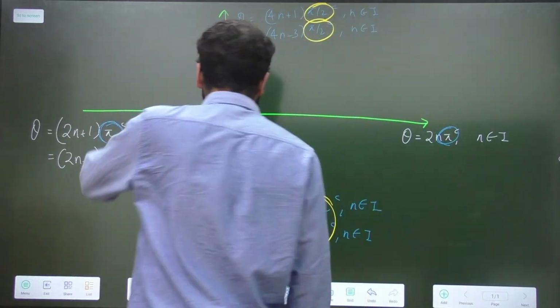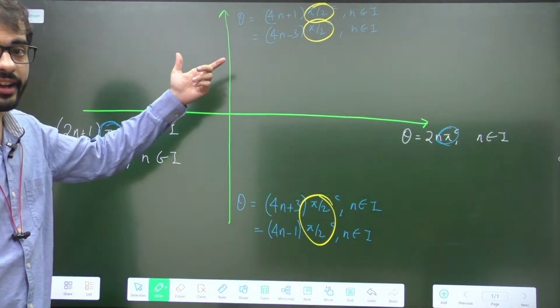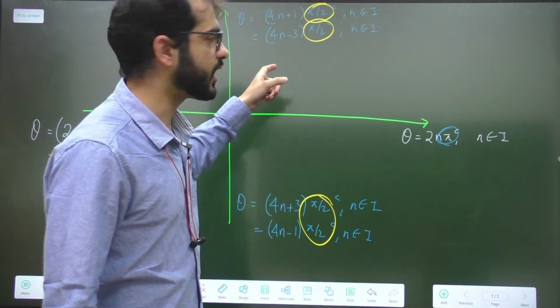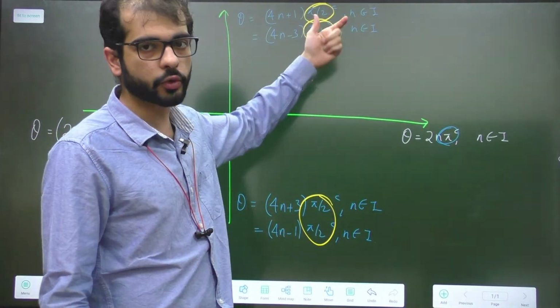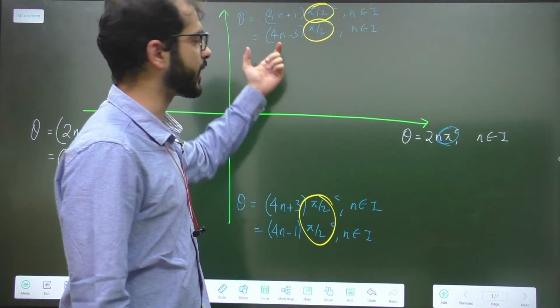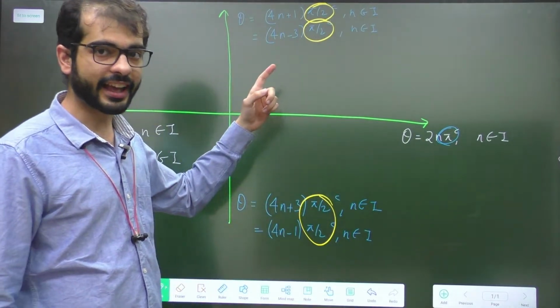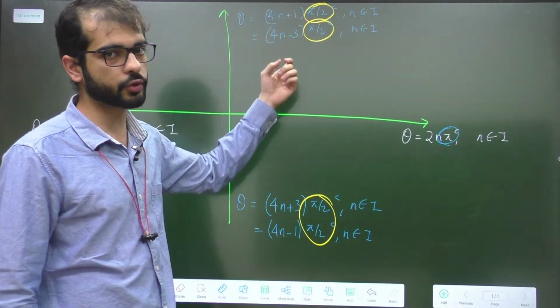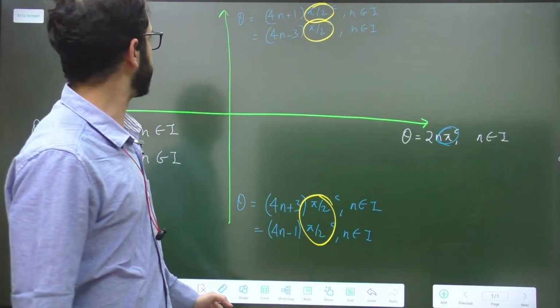Let's talk about the vertical axis. If I'm talking about the positive y-axis, then the angles representing the positive y-axis are going to be (4n+1)π/2, which can also be written as (4n-3)π/2. So all the angles referring to the positive y-axis are (4n+1)π/2 or (4n-3)π/2.